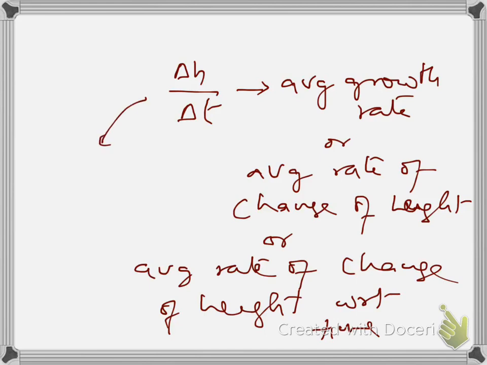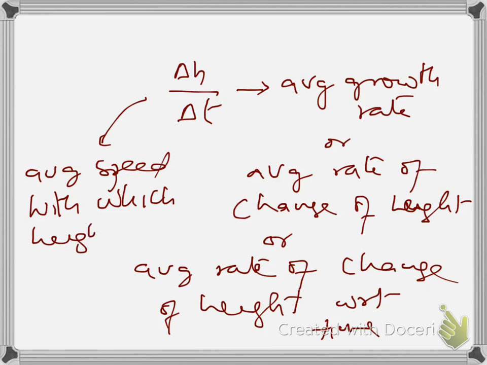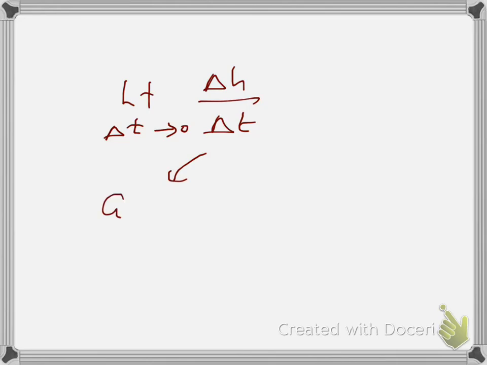Okay, or you can say it is average speed with which height is changing with respect to time. On the other hand, if I put that denominator, which is the change in time, to 0, that means time is not changing. If I do that, so if I write delta H by delta T with limit delta T tending to 0, this quantity now becomes growth rate. Exactly, no average here, growth rate of height with respect to time.